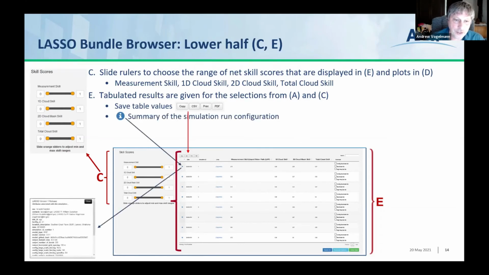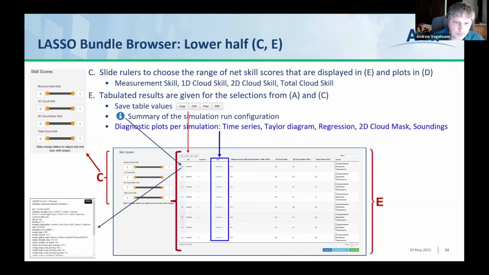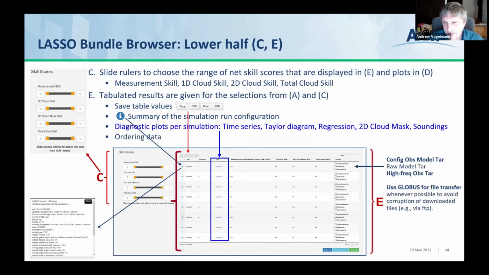You have the summary of the simulation run configuration, and that's the I that's right next to each simulation. And that, of course, will match up with the metadata table that Bill mentioned before. There are going to be static plots of the diagnostics, the time series, Taylor diagrams, regressions, 2D cloud masks, and soundings that are going to be underneath the diagnostics tab. And then finally, ways to order the data.